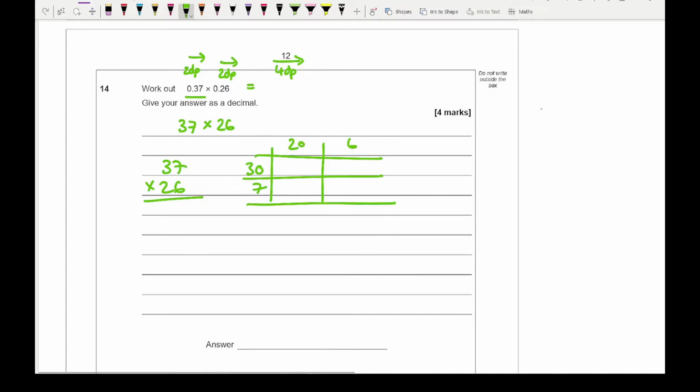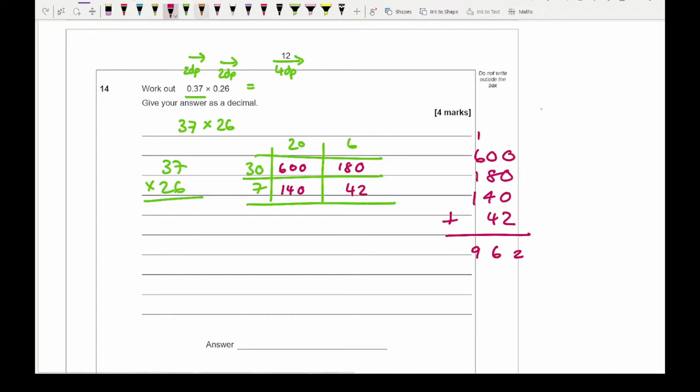So here, if I do the grid method, I've got 6 times 1 with 2 zeros, so that's 600. 4 times 2 is 14 with 1 zero. 3 times 6 is 18 with 1 zero. And 6 times 7 is 42. So if I then do 600, 180, 140, and 42, add those numbers up. So I've got 2, 12, 16. And 1, 6 is 7, 8, 9. So I've got 9, 6, 2.